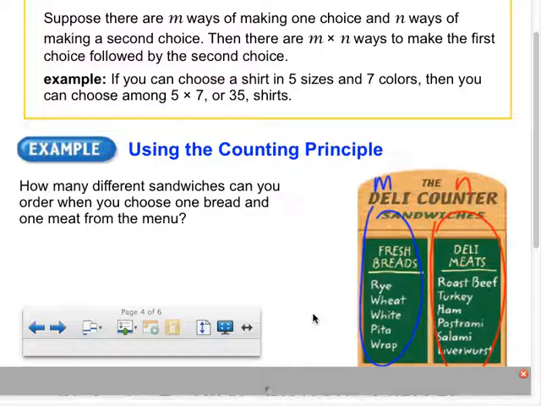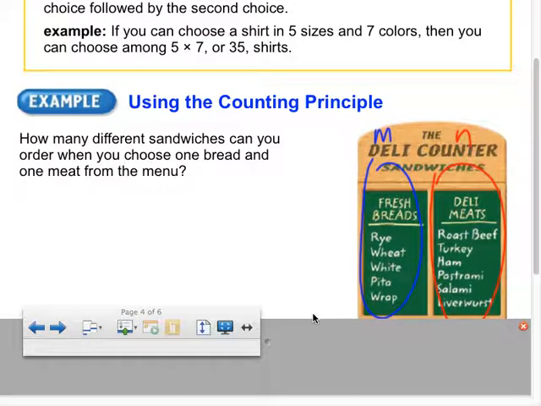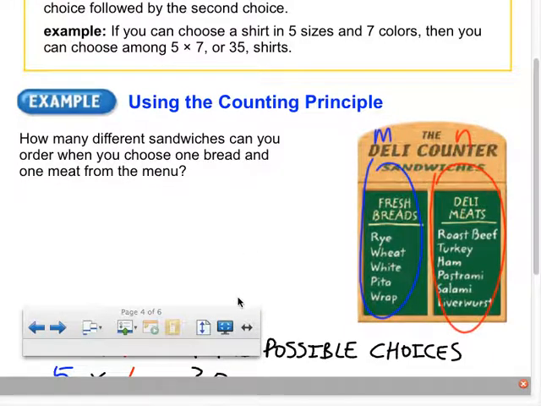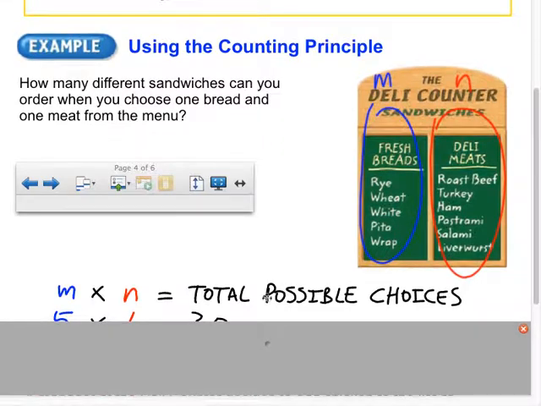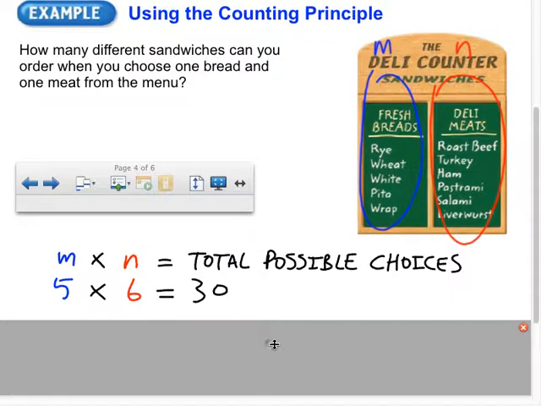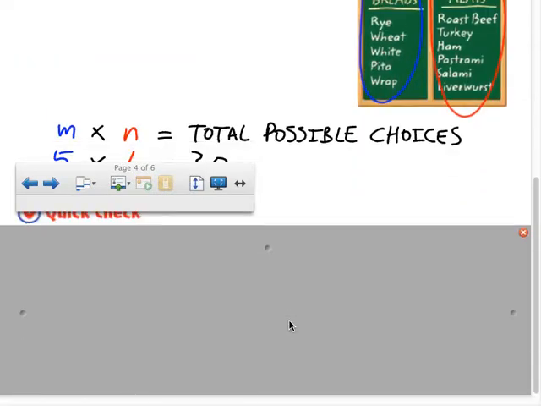Did you say 30? How'd you do that? Multiplied 5 times 6. How many of you guys got that? Perfect. So we have m times n equals the total possible choices. There are 5 types of bread, 6 types of deli meats. Now, we're going to expand on that question a little bit.